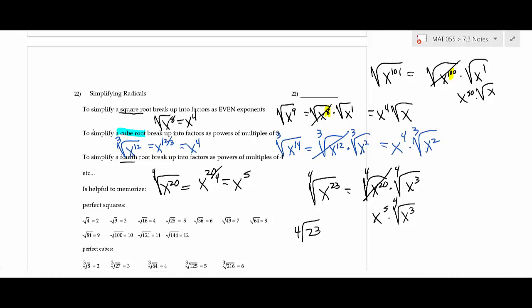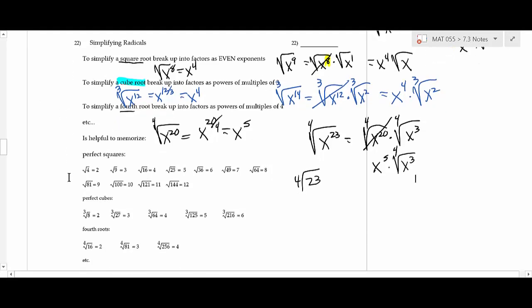So what you're doing is, when you break up a fourth root, you always want to make sure the exponent is a multiple of 4, like 20. That 4 has to divide into that exponent, and all roots are the same. The concept's exactly the same.